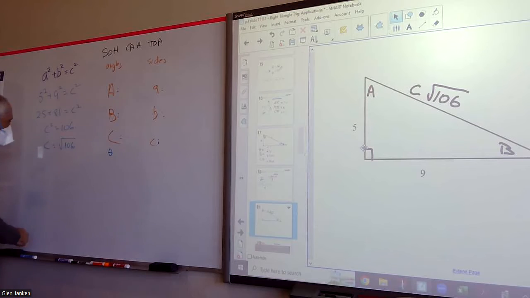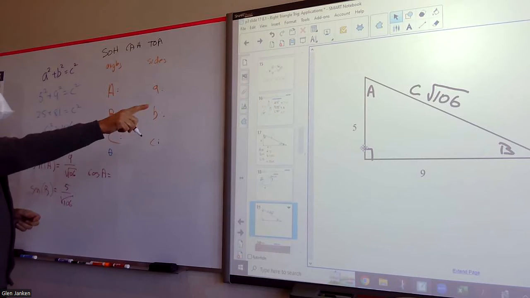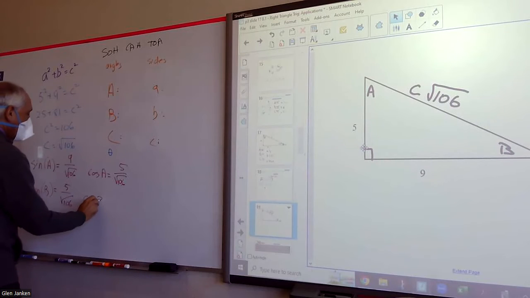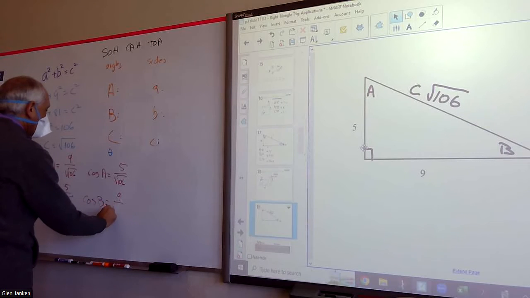So then I'm going to say, okay, well, sine of angle A would be equal to opposite over hypotenuse, that would be 9 over the square root of 106. Or I could go sine of angle B is equal to 5 over the square root of 106. Everybody follow me here? Or I could do cosine of angle A. Now cosine of angle A would be 5 over the square root of 106. I could do cosine of angle B, and that would be 9 over the square root of 106.